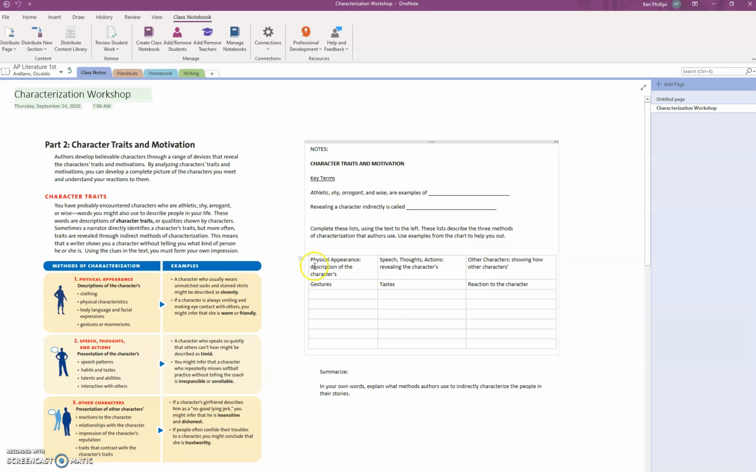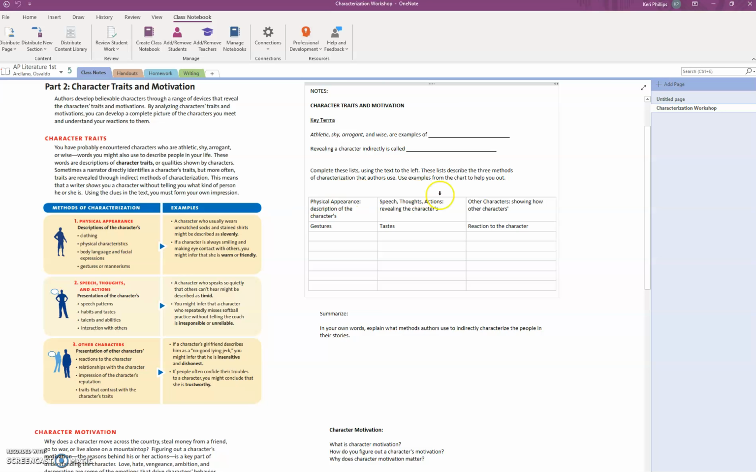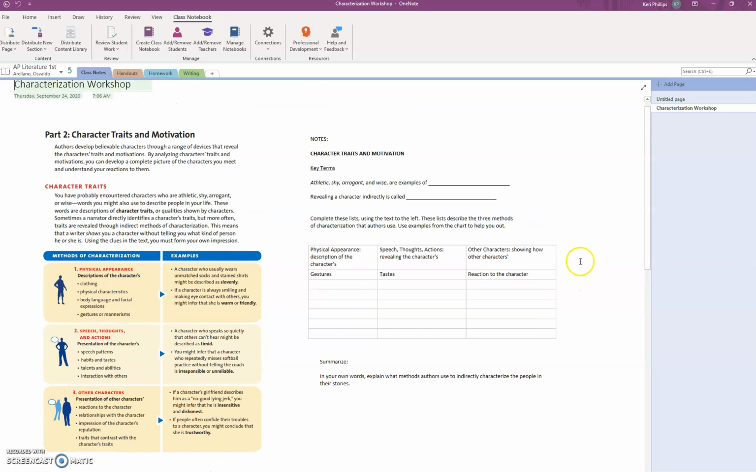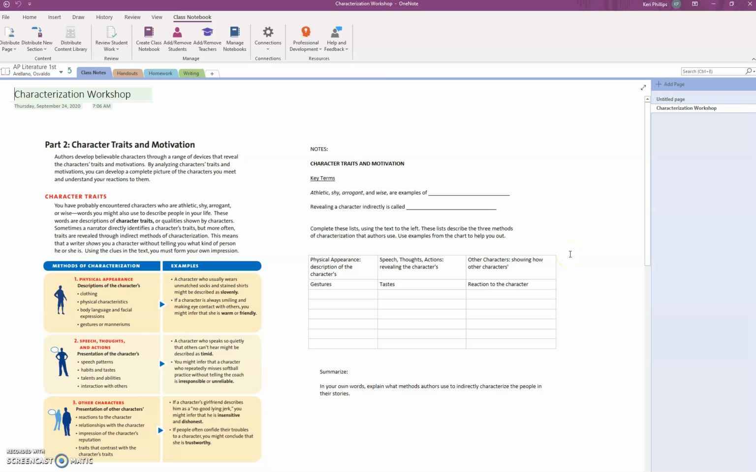You're going to be taking notes. You're going to be focusing on motivation, specifically methods of characterization. And then you're going to practice with The Necklace and create your own chart, trying to demonstrate that you know how to find details of characterization. And then we're going to actually do a little bit of writing about that. And you'll be able to use the details. So the more quality work you do right now, the better result you'll have with your writing.